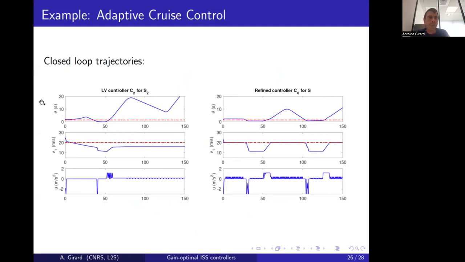Here you have the time headway and the velocity, and we can see that with the gain optimal controller, we can basically track correctly the objective, right? So initially we track the velocity, then we get too close to the vehicle, so we now track the time headway, and then the distance increases again, then we track the velocity, and so on. So this is the type of behavior that we observe.